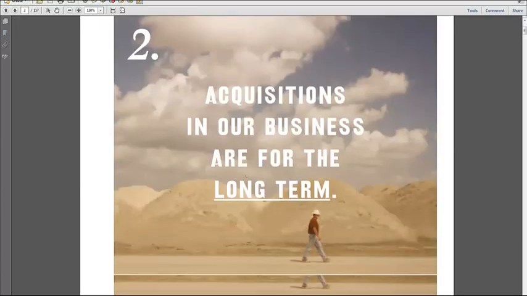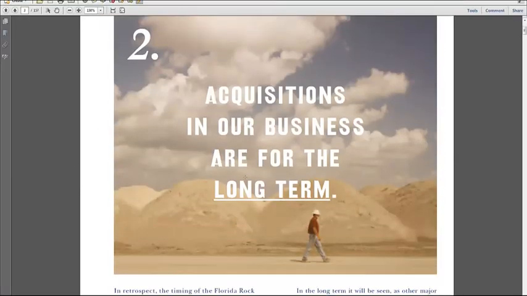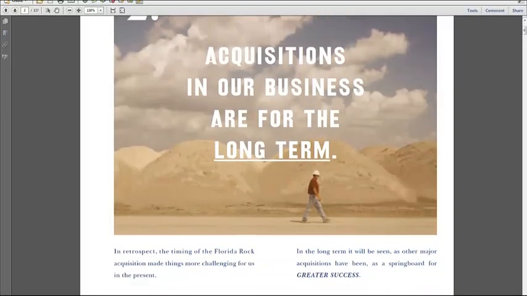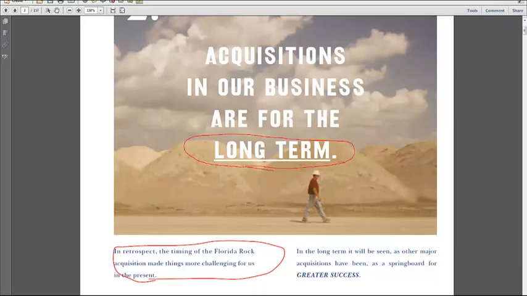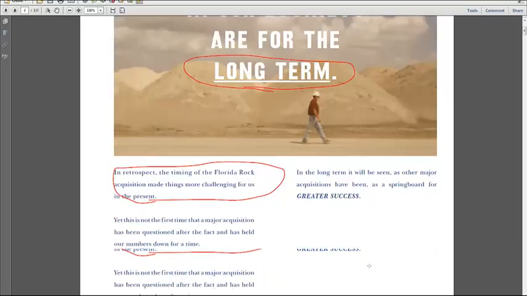So then what else do they know for certain? Acquisitions in our business are for the long term. Uh-oh, this must mean that we've made an acquisition that's not doing well in the short term. And as we'll see, they acquired this company called Florida Rock, which made things more challenging for us in the present. But again, acquisitions are for the long term. So that's something we're going to look at, is this acquisition.